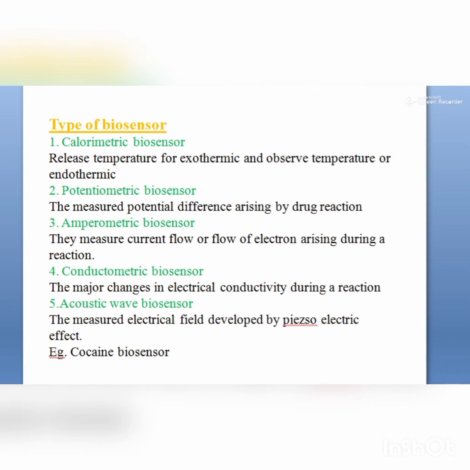Next, potentiometric biosensor. It measures the potential difference arising from a reaction. During reactions, a potential difference is created, and biosensors which follow this principle are called potentiometric biosensors. Next, amperometric biosensor. What is an amperometric biosensor? They measure the current flow, or flow of electrons, arising during a reaction.